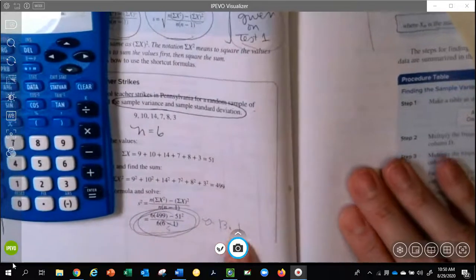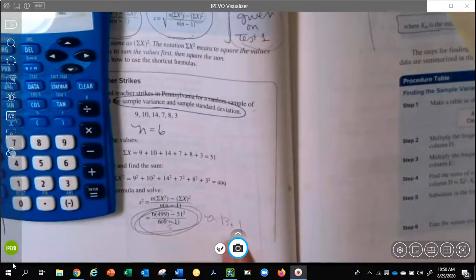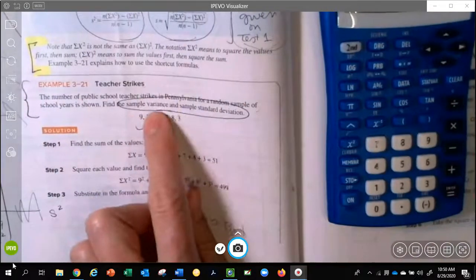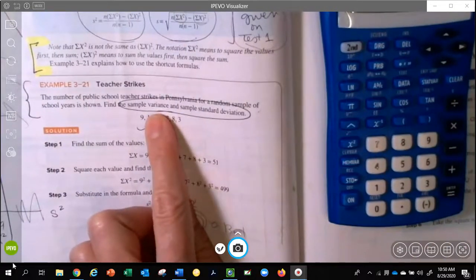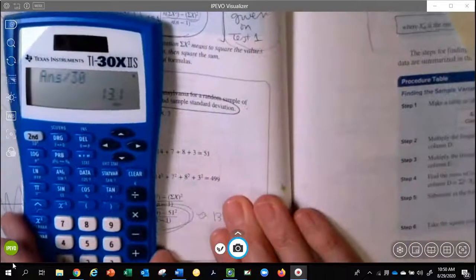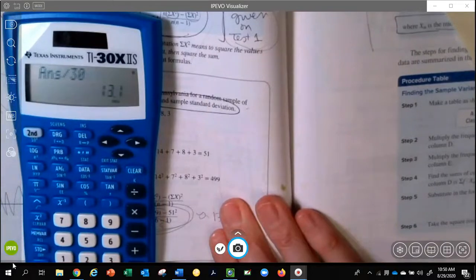That's what they said we were supposed to get about-ish. And we don't even have to round. It is what it is. They asked for the variance in our question. Yay, we have the variance. That is the s squared. Now to find the standard deviation, we have to take this number, this 13.1, and take its square root.